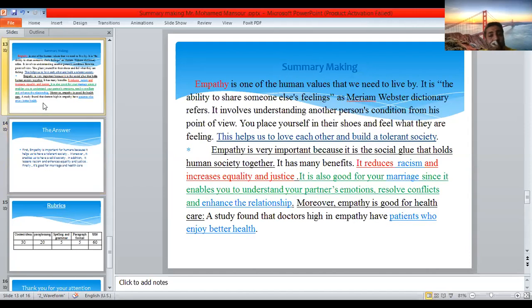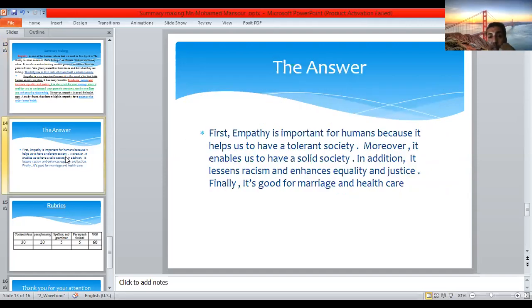The second answer is empathy is important because it is the social glue that holds human society together. How did I change it, or how did I paraphrase this sentence? I said, moreover, this is a sequence word. It enables us to have a solid society. I used synonyms. I used parts of speech. I used shortening the text. I used different techniques in this sentence.